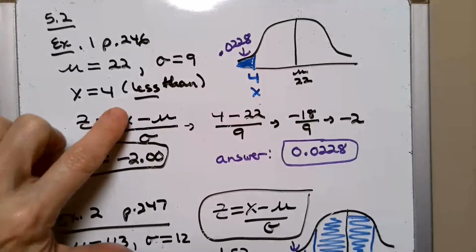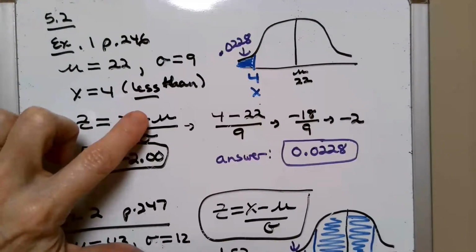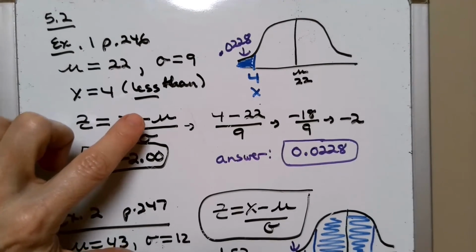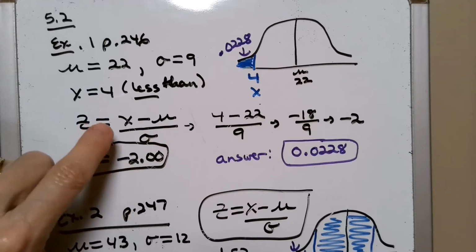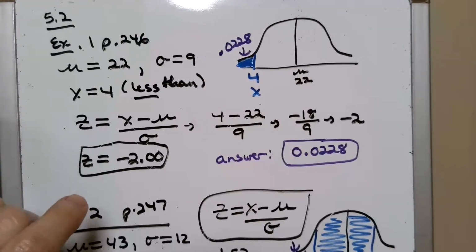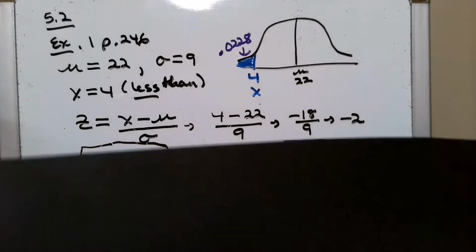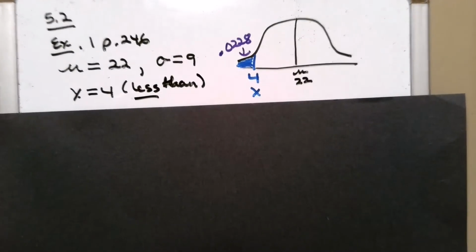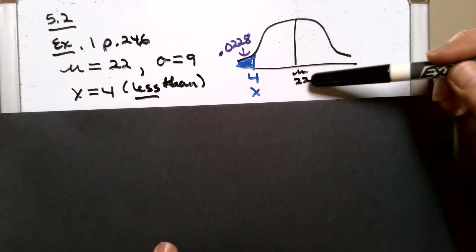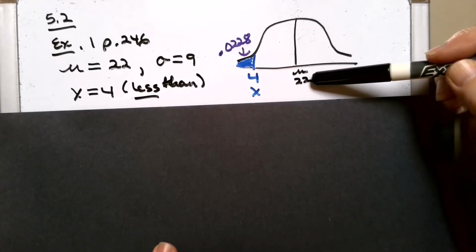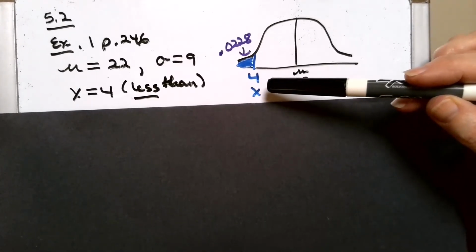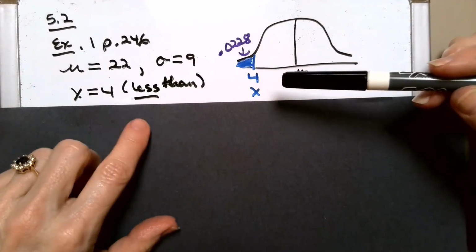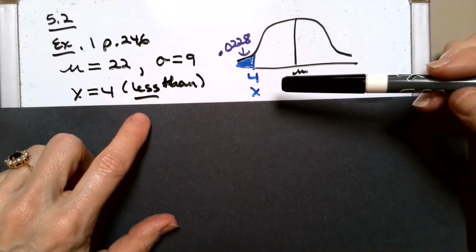So our x value is 4, and less than tells us where to shade. Assume the lengths of the time college students work are normally distributed and are represented by the variable x. So we can apply all of our normal distribution charts and tables and graphs. So the first thing we're going to do is draw the picture. We draw a normal curve with a mean of the population in the middle of 22. Our data value x is much less than 22, so it's to the left of the mean, and less than tells us to shade to the left.